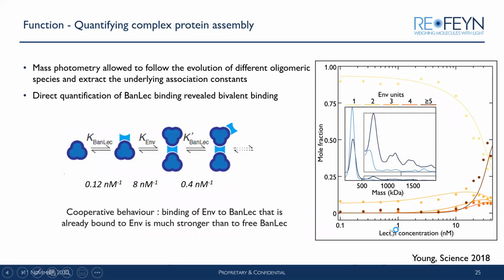The lectin concentration was increased gradually, and then each one of those species was monitored in terms of their relative concentrations, and eventually the mechanism, with its affinity specifically for each one of those reactions, could be quantified.